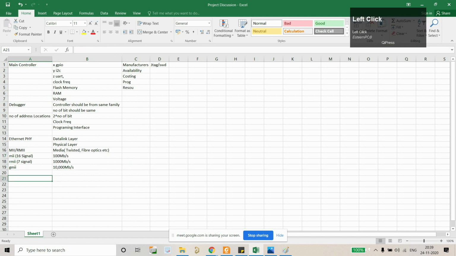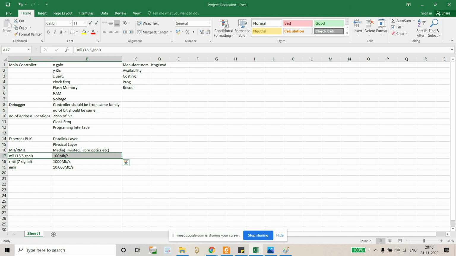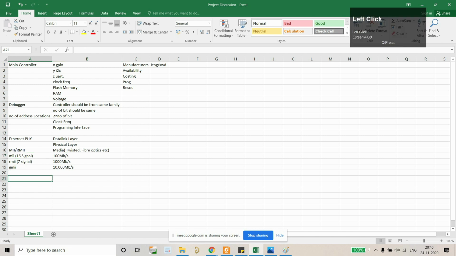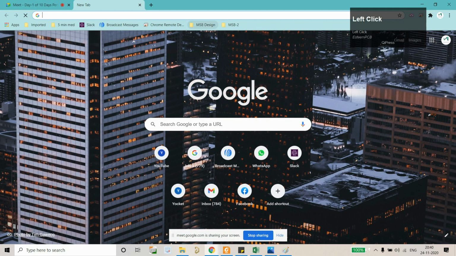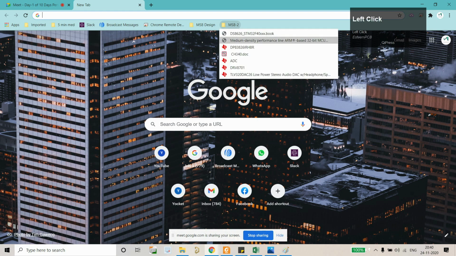Now, we have finalized a few parameters for our Ethernet PHY. And what are those parameters? We're going to use the MII interface, and it will be connected to our main controller. Okay. Now we will see what other parameters we are going to follow for our Ethernet PHY. So let's open the data sheet of our main controller. I already bookmarked those links.